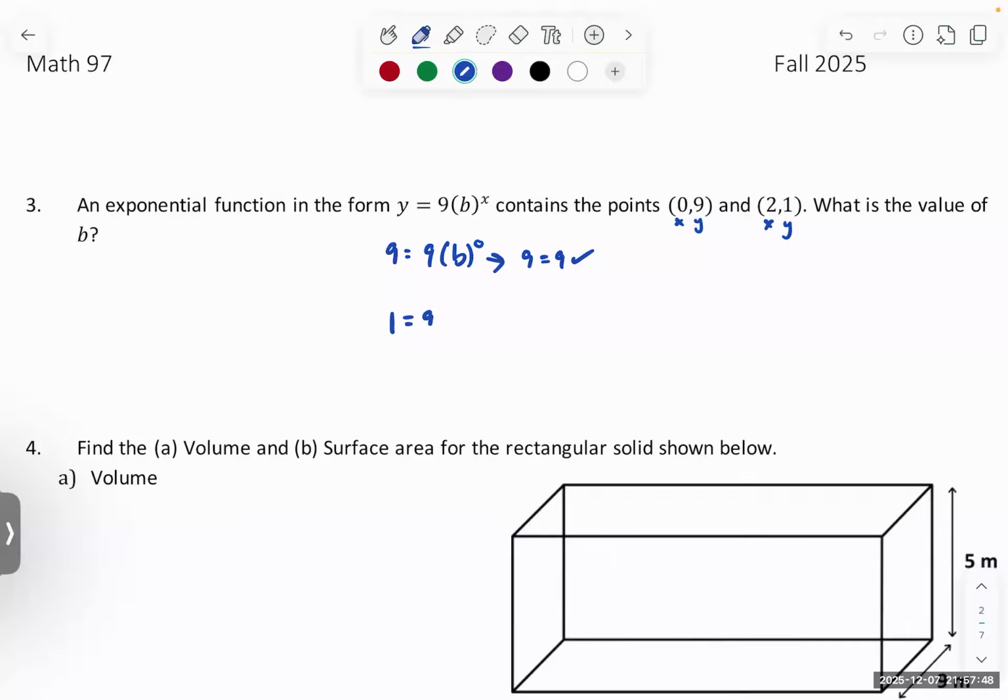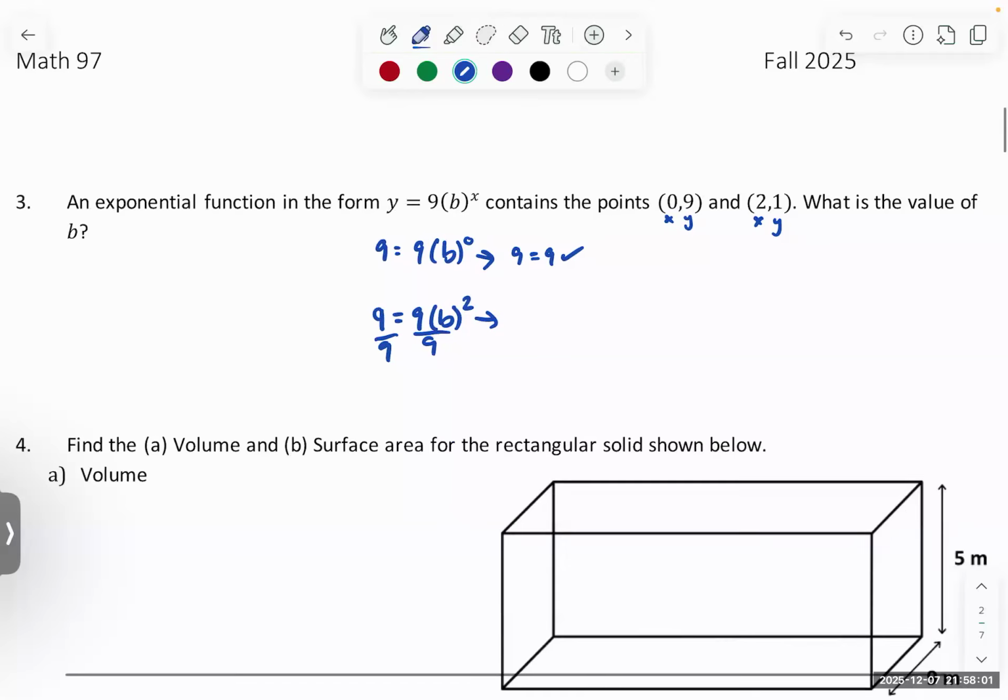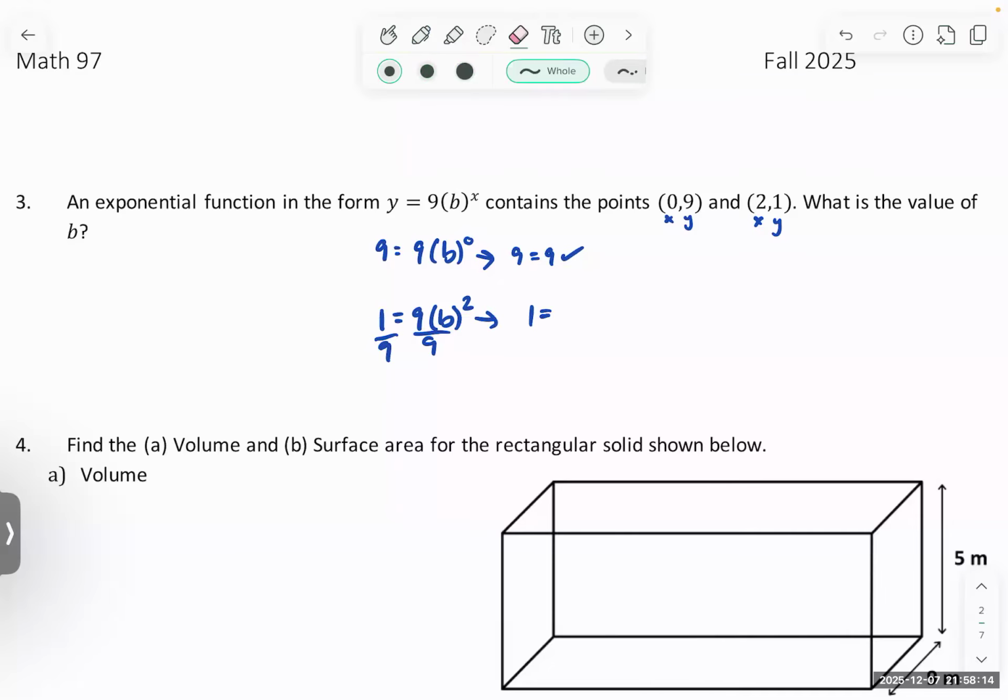1 equals 9 times b to the power 2. Well, from here, divide both sides by 9 because we want to solve for b. We want to find the value of b. Oh, whoops. This is 1 because that's the y value. I was thinking I'm doing something wrong. So we have 1/9 equals b squared.